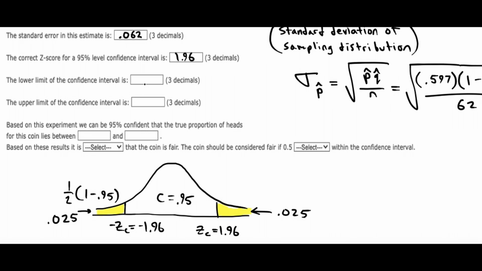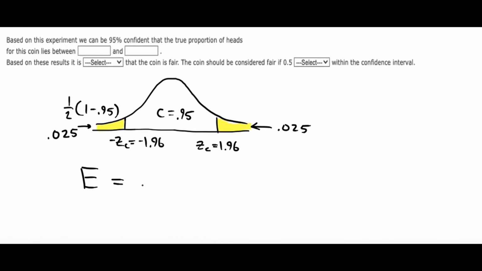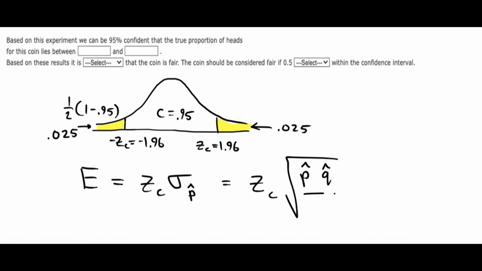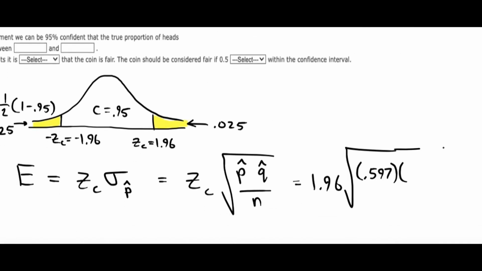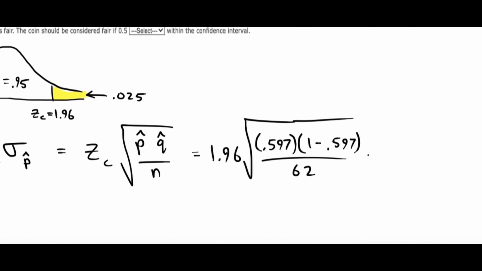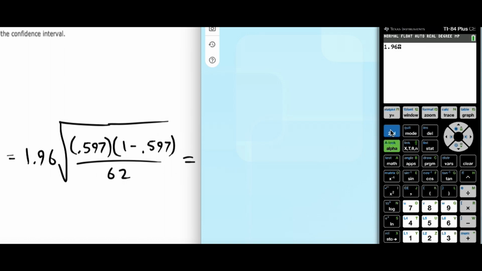The lower limit of the confidence interval is going to be found by getting the margin of error. So the margin of error will be ZC times sigma p hat, which is equal to ZC times the square root of p hat q hat over n. So that's going to be 1.96 times the square root of 0.597 times 1 minus 0.597, all over 62. So my margin of error is 0.122.